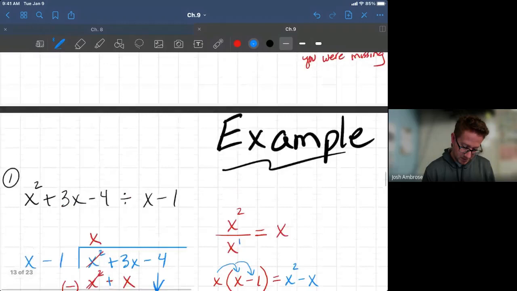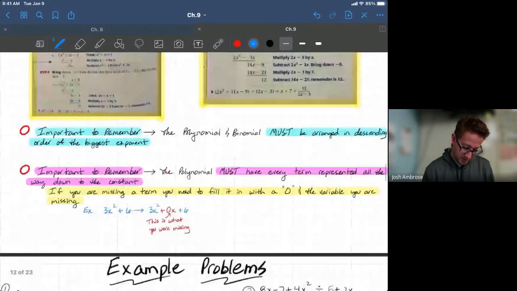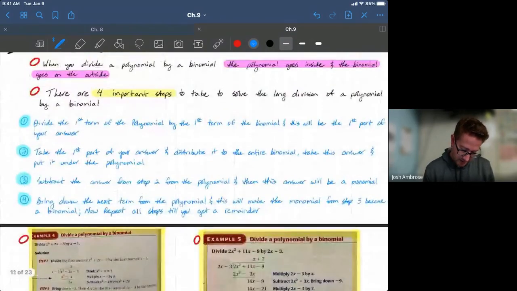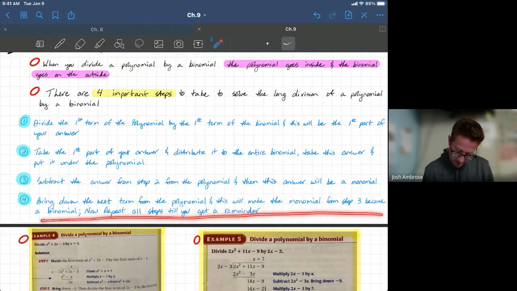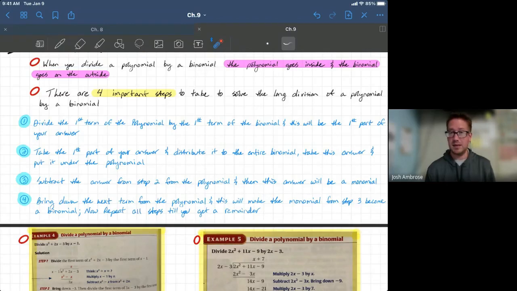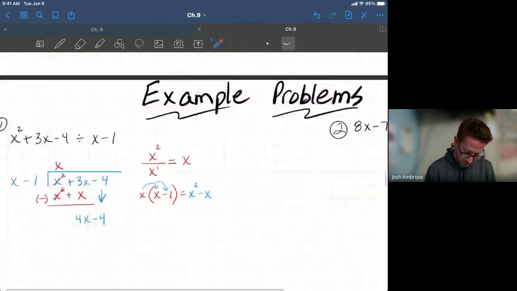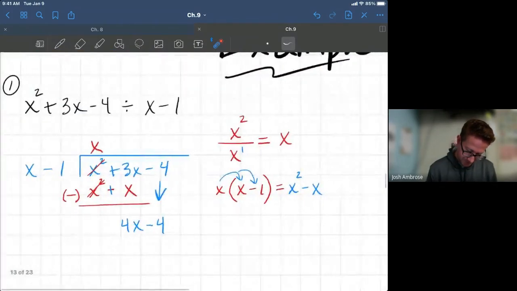All right, so let's go ahead and look back at those notes. At least I will. You should see everything we did. We are now through all 4 steps. Bring down the next term for the polynomial. Now repeat all those steps again until you either see no remainder or your remainder is left. So let's zoom back in and let's finish this out.